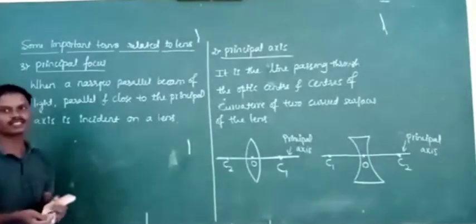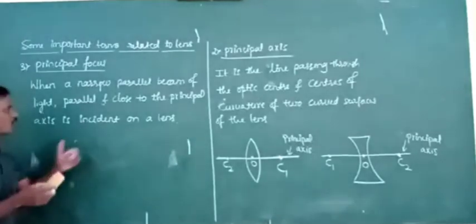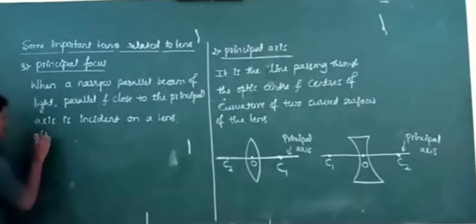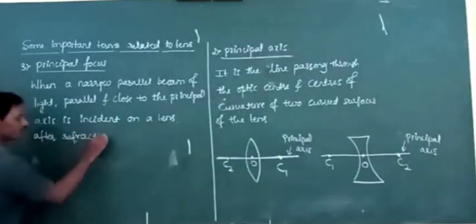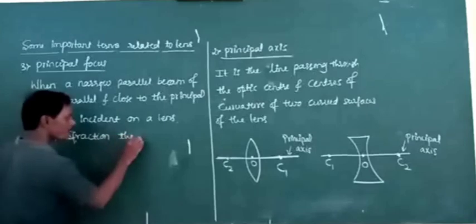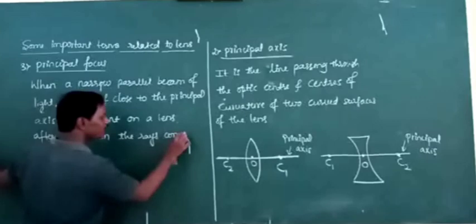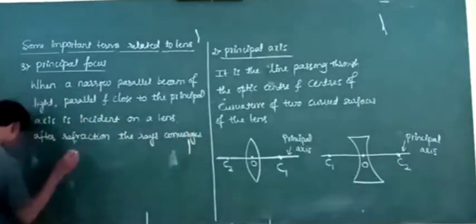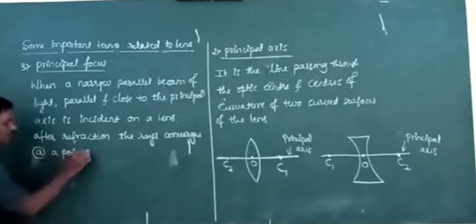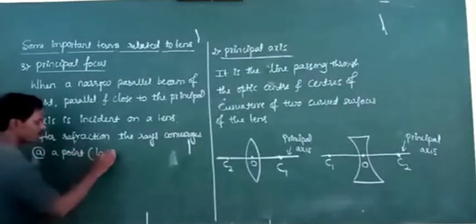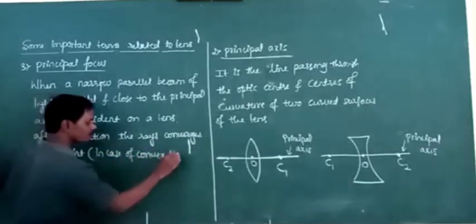So which phenomenon takes place here? Refraction takes place because a lens is a transparent material. Okay. After refraction, the refracted rays converge at a point or meet at a point. It is in case of which lens? It is in case of convex lens.